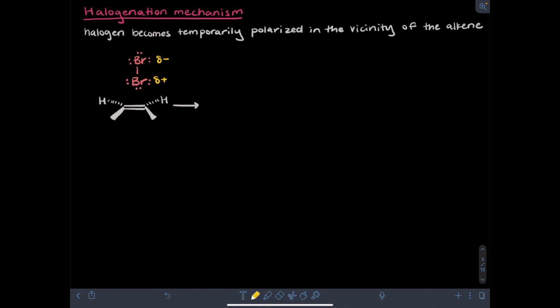The first step of the halogenation mechanism has 3 curved arrows. I take the electrons from the pi bond and bring them to the closer bromine, break the bromine-bromine bond and bring those electrons to the distant bromine, and take a bromine lone pair from the close bromine and bring it down to carbon.